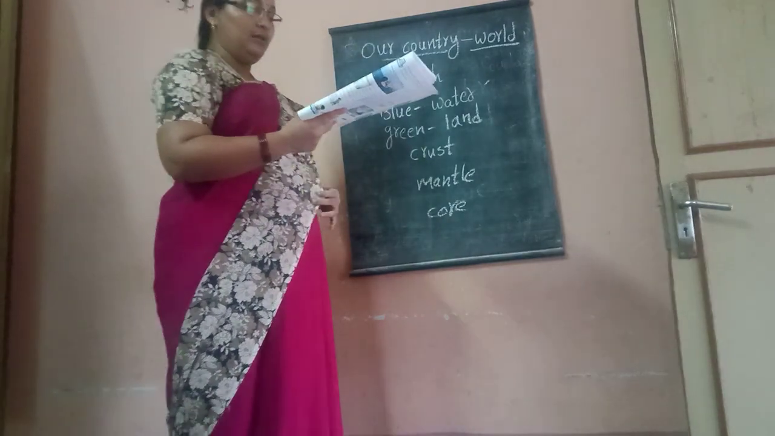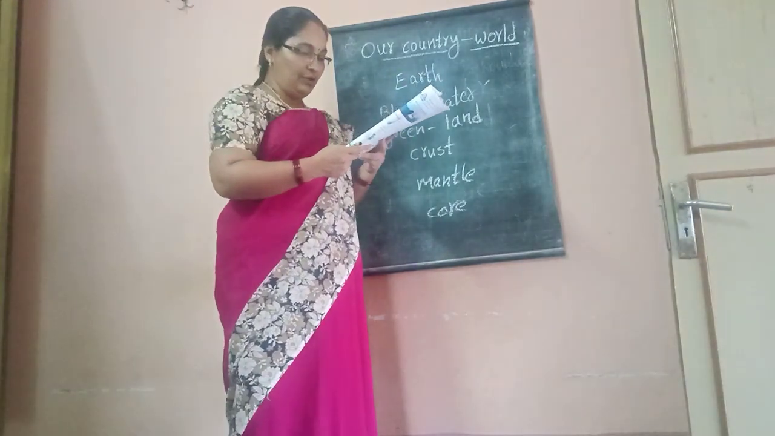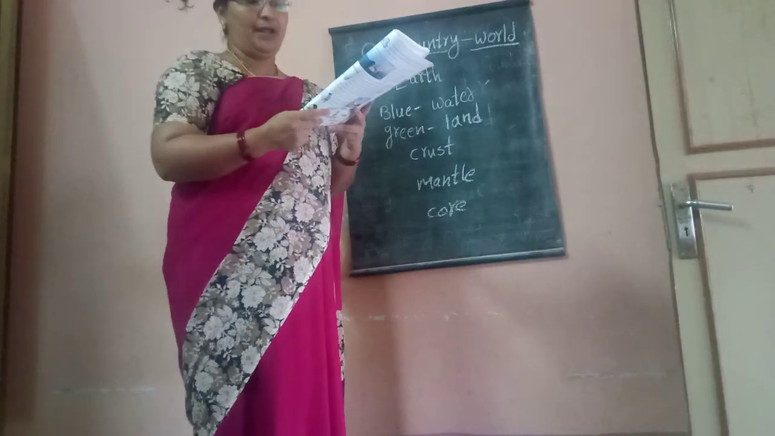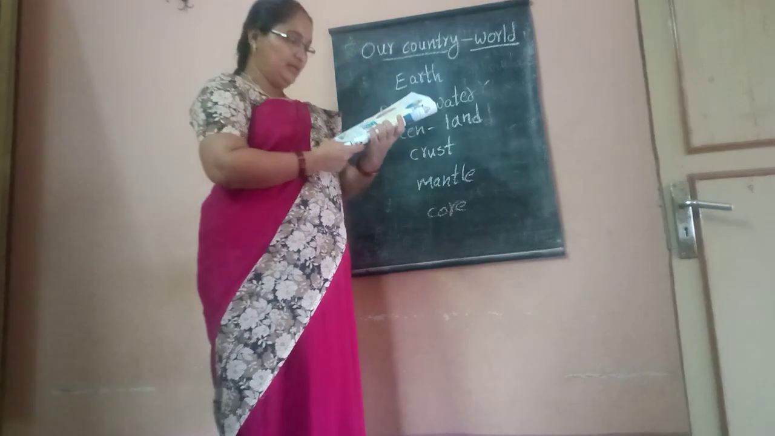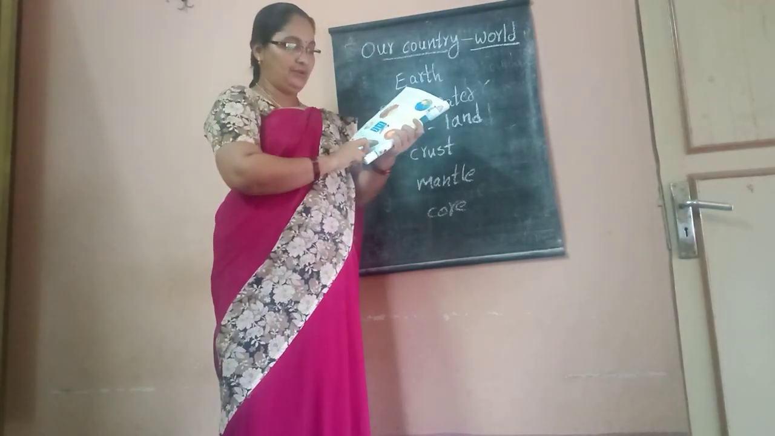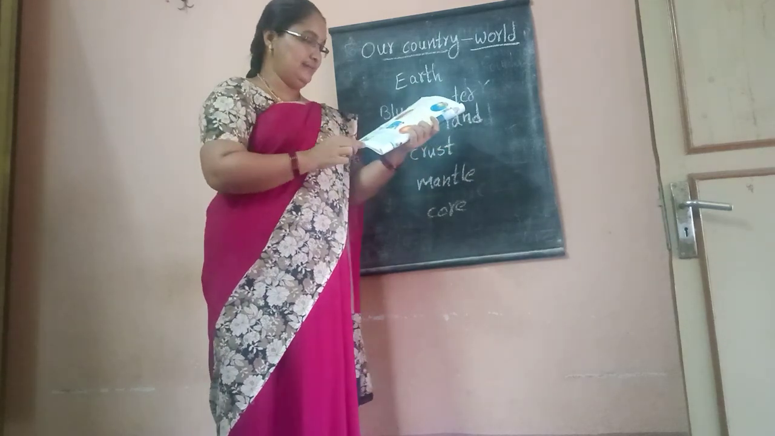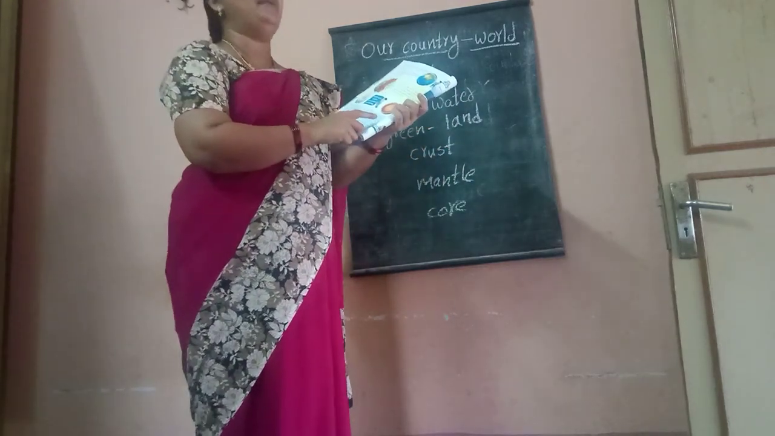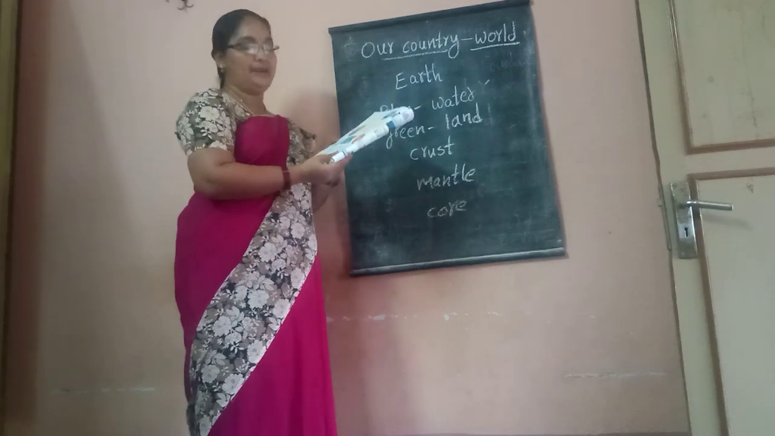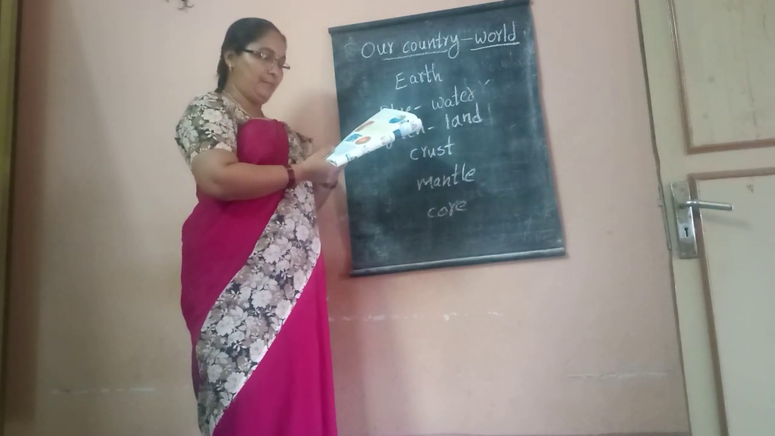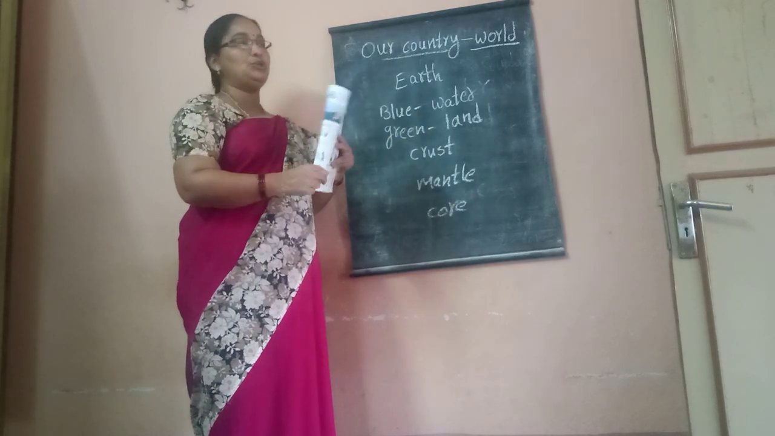See, the non-living and living components which are interdependent make the Earth a planet of life. Okay, non-living things and living components are interdependent. They depend on each other. They are making the Earth the planet of life. The crust and the upper part of the mantle together form the lithosphere.